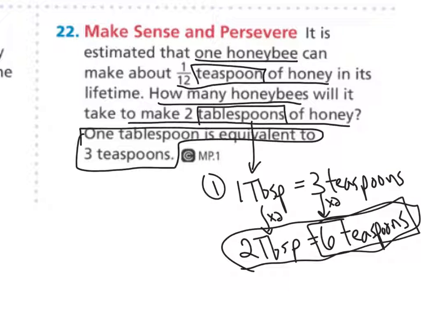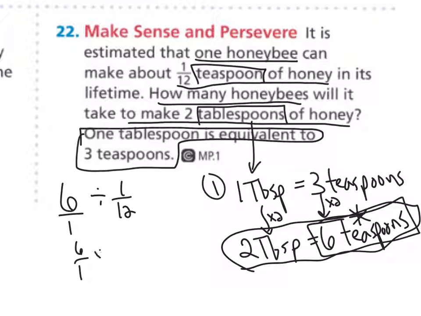And now we can think about what it is we're doing. So if you think about it, it's saying 1 honeybee can make about 1/12 of a teaspoon. And altogether, we're trying to figure out 6 teaspoons. How many honeybees would it take to make that amount? So one way of doing this problem is we could say we have 6 teaspoons and we're going to divide that up into 1/12. How many 1/12 until we get to 6?